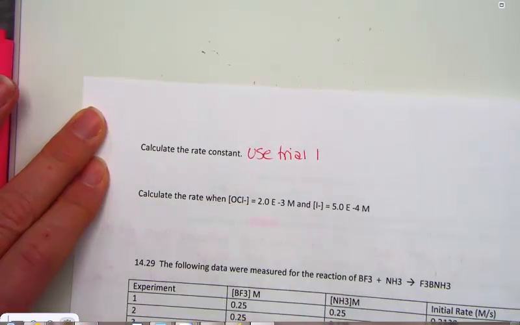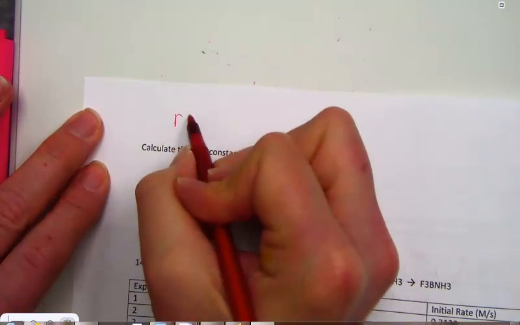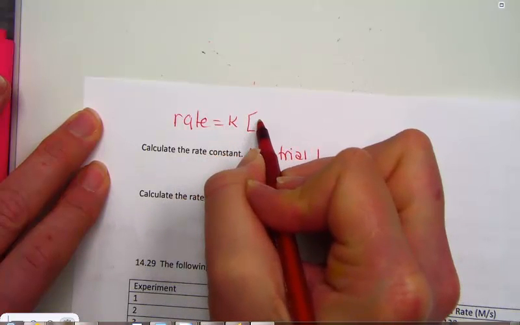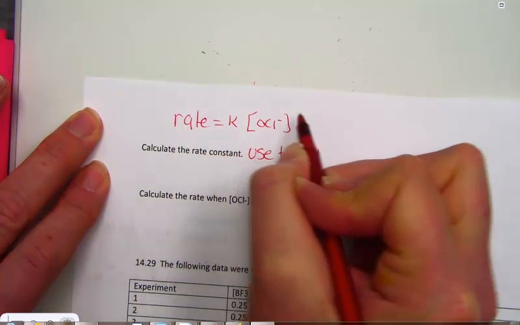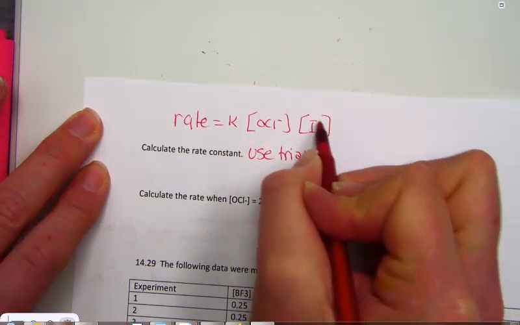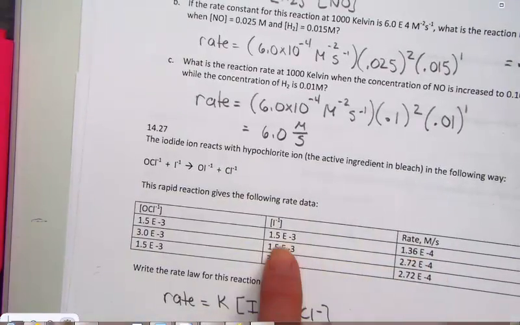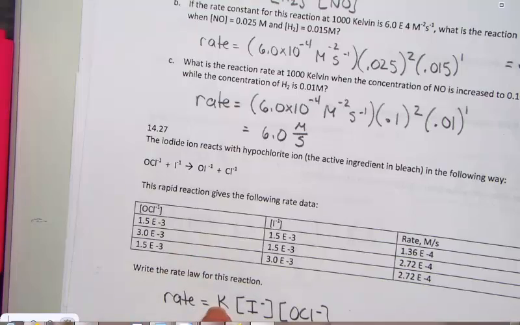So the rate is given. Remember our rate law, we just wrote it. Rate is equal to K times the concentration of OCl negative to the first power, I negative to the first power. Those could be in either order, you know that. And I'm just going to plug in what I know. Here's the rate, and here's the two concentrations. Let's solve for K.